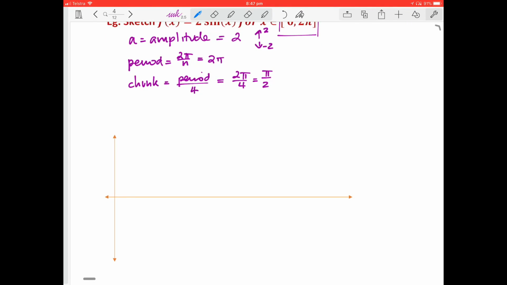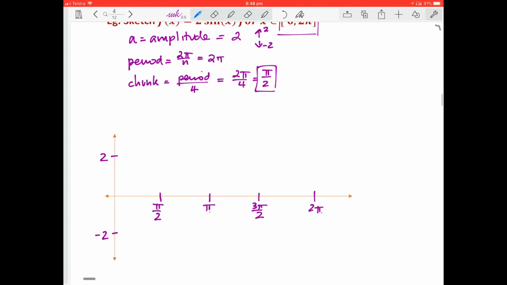So when we go to sketch our graph, the first thing we do, there's our maximum value, there's our minimum value. We know that our period's 2 pi, so it takes 2 pi to draw our graph. The halfway mark is at pi. We've got to cut it up into pi on 2, because that's our chunk. So pi on 2, and then this will be 1 pi on 2, 2 pi on 2, 3 pi on 2, 4 pi on 2, which is, of course, 2 pi.